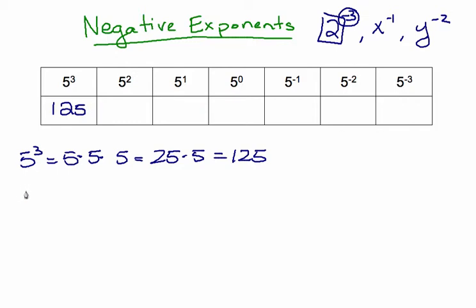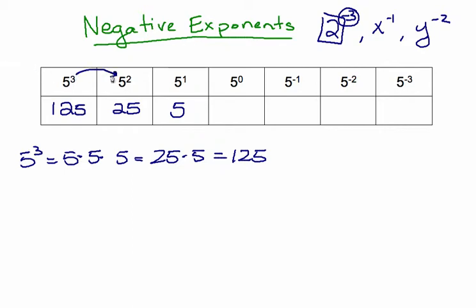5 squared is 5 times 5. Most people know that that's 25. 5 to the first power is 5 times 1, or just 5. We don't need to think about that one as being multiplied. So this one's 5. And 5 to the 0. Well, let's check out the pattern that's happening here.